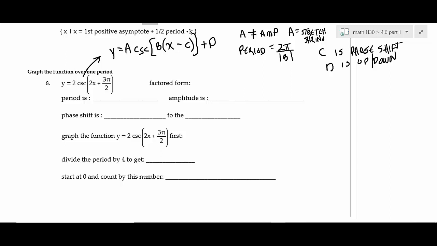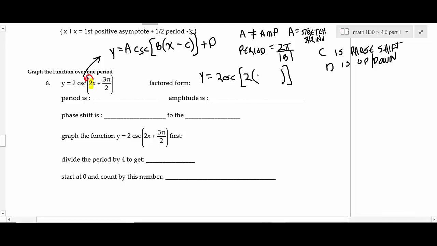So we're going to identify everything first. The first thing you have to do, and this is real important, is that this needs to be in factored form. If it's not, it's going to mess up your phase shift. Anytime you have a number in front of x, that needs to be factored out. So we write this as y equals 2 cosecant, draw a bracket, take the 2 out, and then figure out how the factors go.